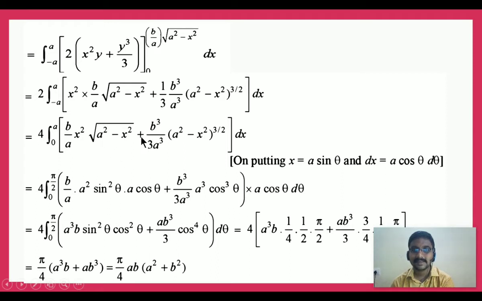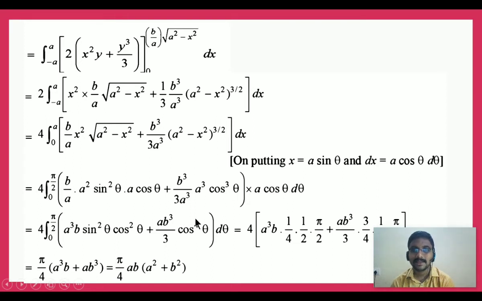So here also a square minus a square sin square theta. Taking out a square, the root of a square is a, and 1 minus sin square theta is cos square theta, but the root of cos square theta is cos theta. So substitute these values and then simplify, and don't forget to replace the dx value. What is the dx here? a cos theta d theta.